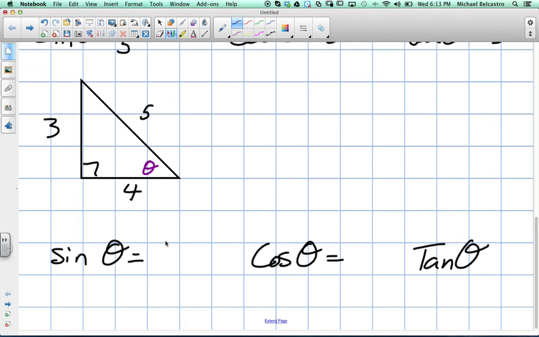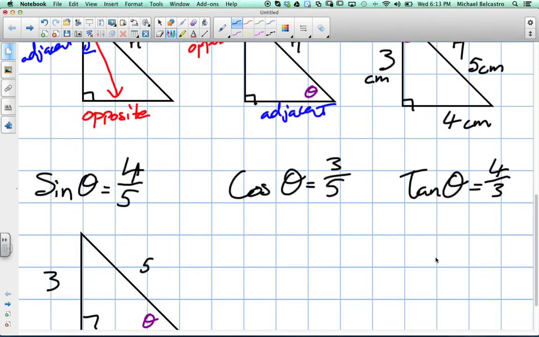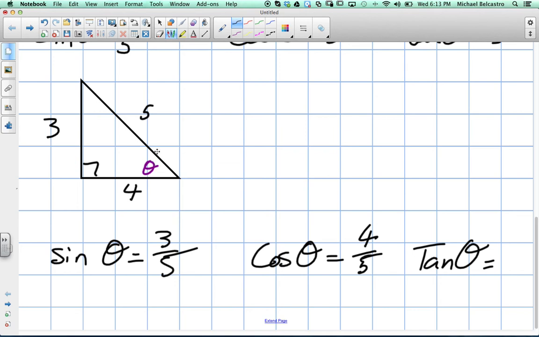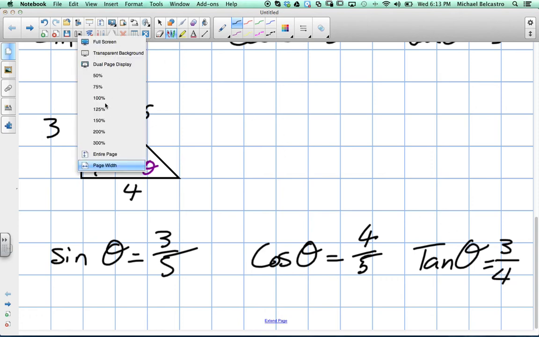3 over 5? Yep, 3 over 5. Cos would be 4 over 5? Yeah, and then tangent. What does tangent stand for? Adjacent over. It's not adjacent over, it's actually opposite over adjacent. So which would be the opposite here? The 3? Yeah, so 3 over 4. Yeah.